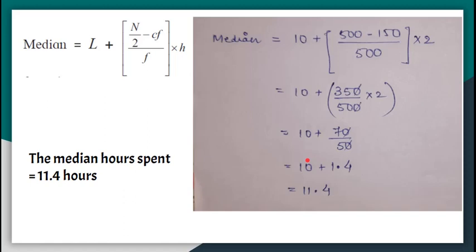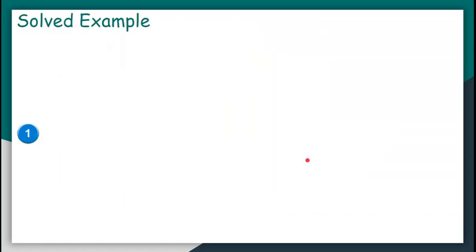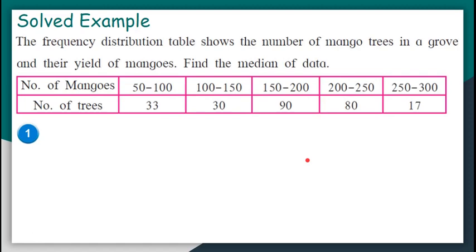Let's do another question by ourselves to understand the steps better. Please pause the video, write down the question. The question means that there are 33 trees which have 50 to 100 mangoes. There are 30 trees which have 100 to 150 mangoes, and so on. I have to find what is the median number of mangoes in every tree. Okay? I will put down the steps. Try to do the steps on your own and see what you are getting.